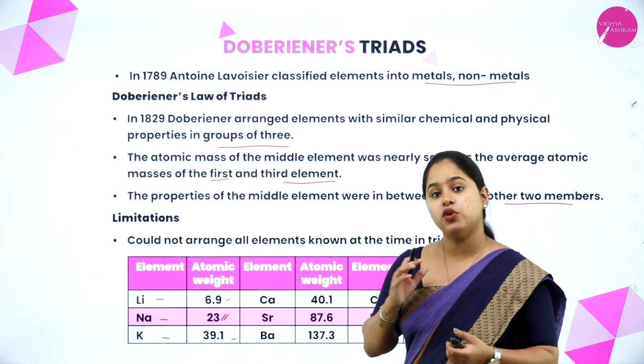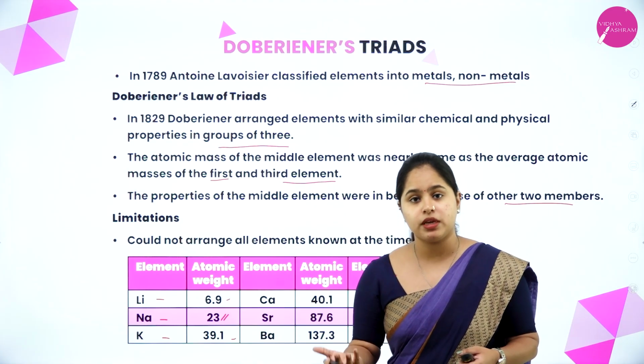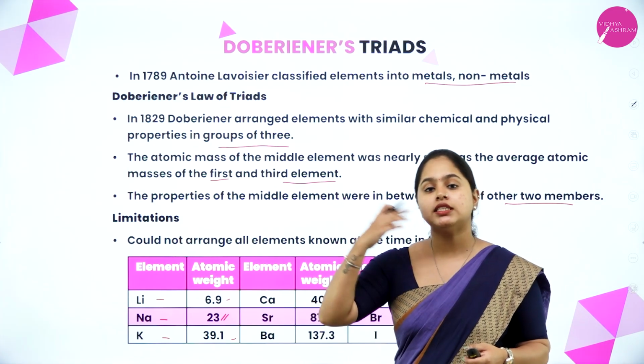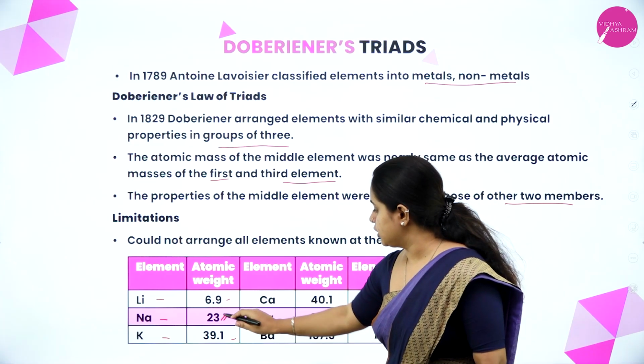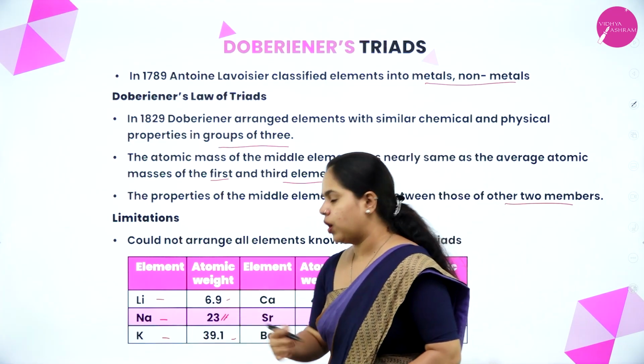So this was the beauty of Dobereiner's triads. That is, once you take the average of the atomic masses of the first and third element, you will get the atomic mass of the middle element. Okay. So this was one triad.